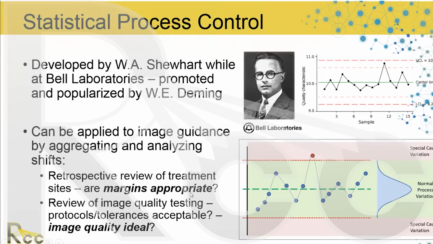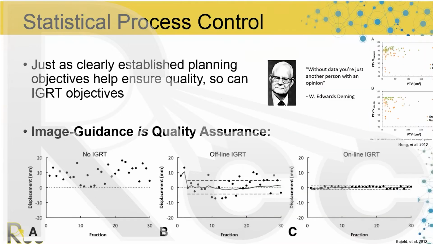Maybe I need to add a larger PTV margin because there's a little bit more variation than I expected or had hoped for. Or maybe I can actually shrink those margins, or at least shrink those margins in the direction of organs at risk. Then you can also review if your protocol and other tolerances are acceptable. Is your image quality ideal? But if you don't measure it, you don't know.